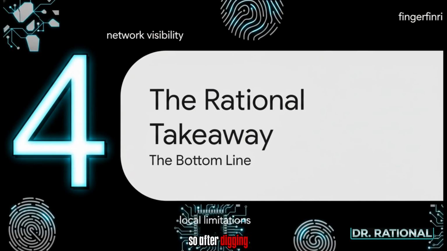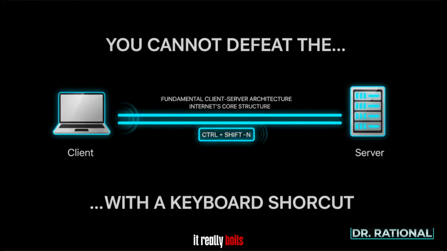So, after digging into all of this, the local amnesia, the network tracking, the crazy math of fingerprinting, what are we supposed to take away from it all? It really boils down to this. The internet has fundamental rules for how it works. Data has to be requested, routed, and identified. You can't just bypass all of that with a simple keyboard shortcut. Control-Shift-N is a feature for convenience on your own computer, not a secret weapon for online anonymity.